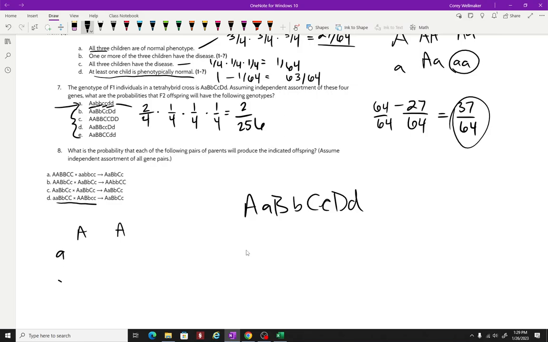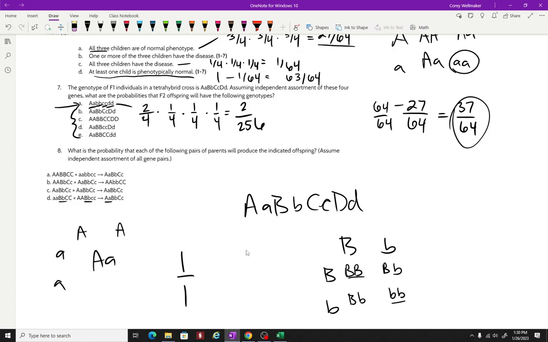So like this one, if you can't work out the probabilities in your head, you're going to have to do a Punnett square for A, and you say, okay, they're all big A, little a. So the probability of big A, little a is 1 over 1, right? It's 100%. And then you have to figure out B. They're heterozygous for B. If you don't have it in your head by now, it's a 1 to 2 to 1 genotype ratio. It's a 3 to 1 phenotype, but it's a 1 to 2 to 1 genotype ratio.